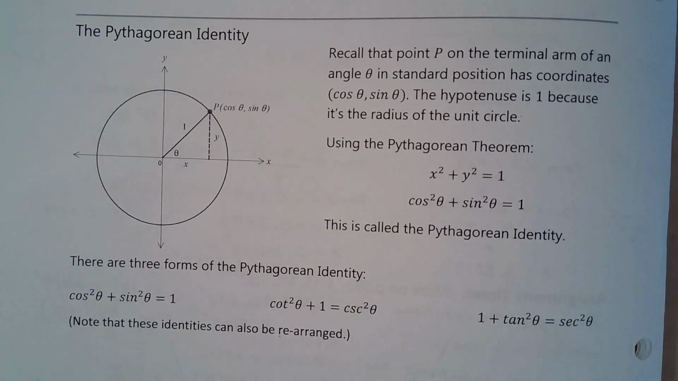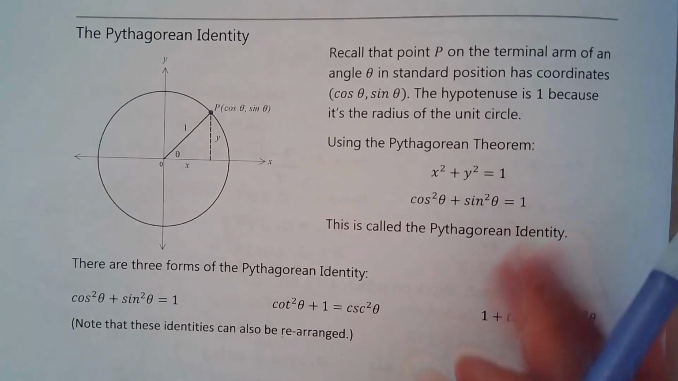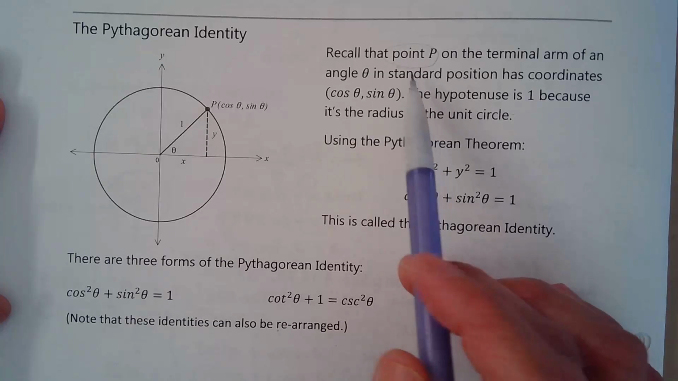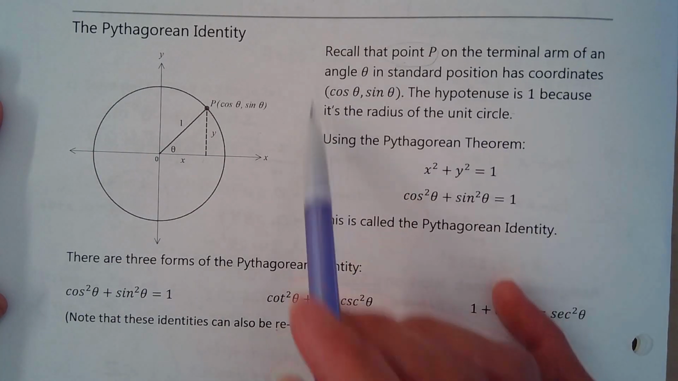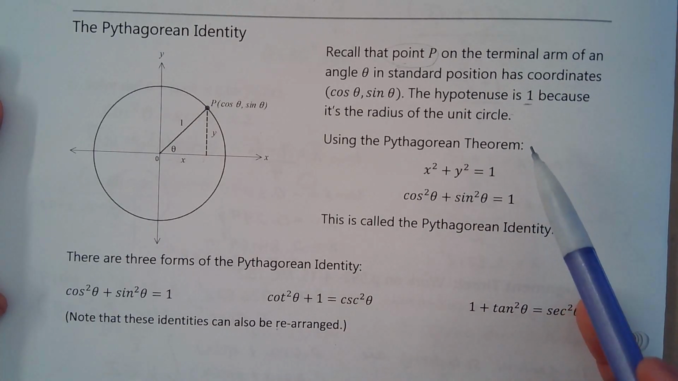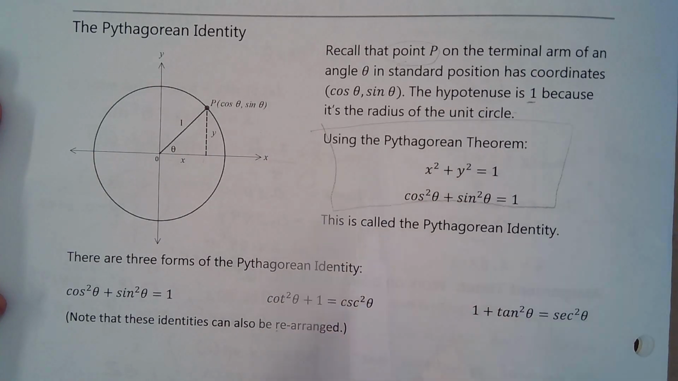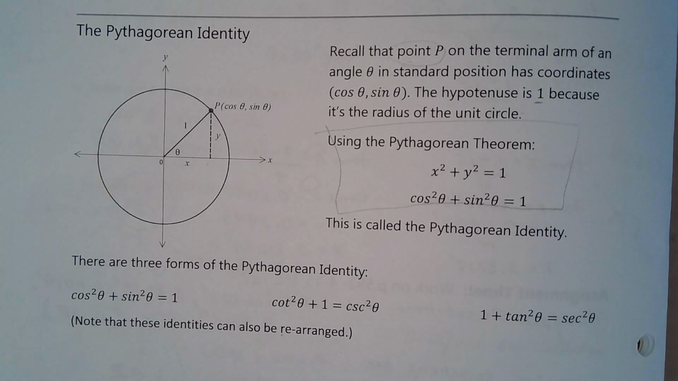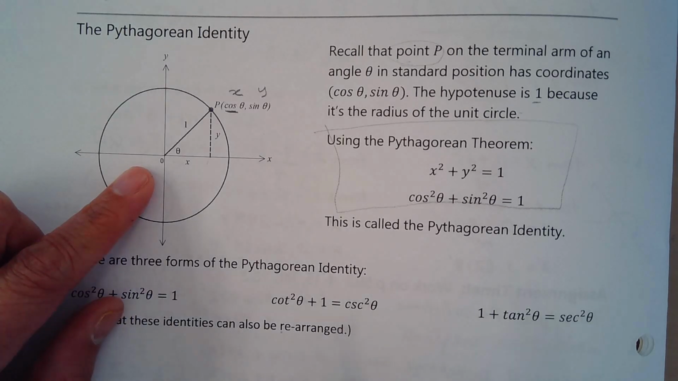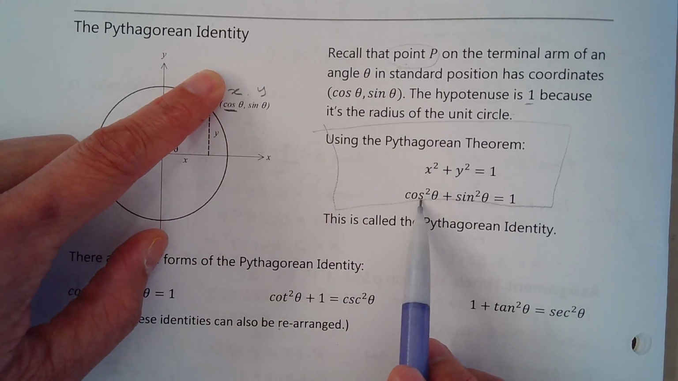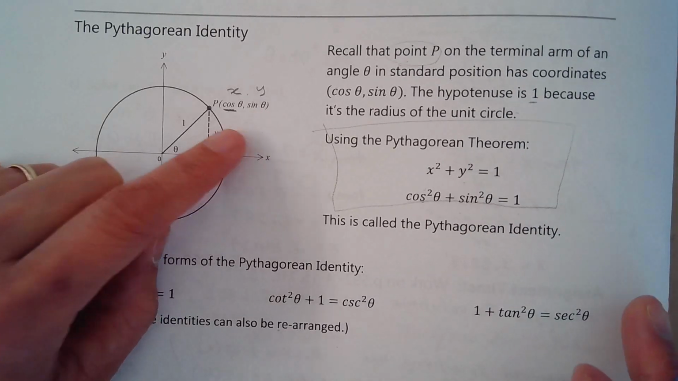Now, here we go. Pythagorean identity. What does that mean? Back a few booklets ago, we said that we can figure out the cos of theta and sine of theta given the point on the terminal arm of that angle in standard position, where the hypotenuse or the radius is 1. So this is where it came to be: x squared plus y squared equals 1. We said cos is our x and sine is our y. So x squared is cos squared theta, and y squared is sine squared theta, equal to 1.